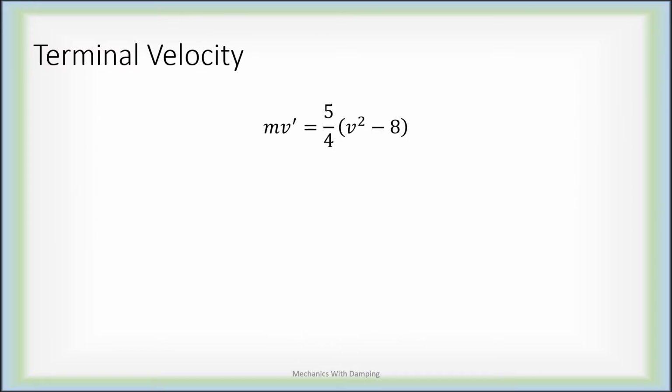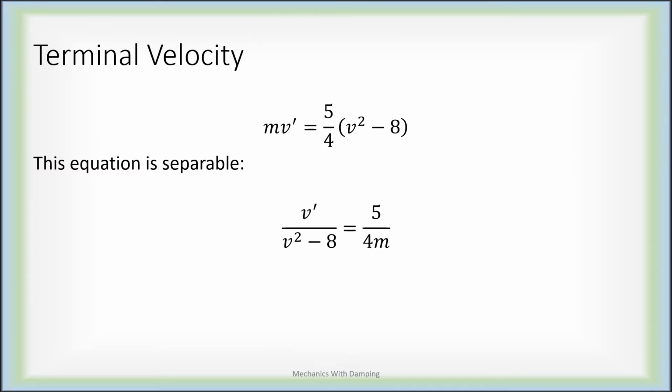So here's our differential equation. mv prime is 5/4 v squared minus 8. We'd like to solve for v. But this is a separable equation. So we divide v squared minus 8 over to the left, and we're just going to put the constant m over on the right for convenience. Now we can integrate both sides.